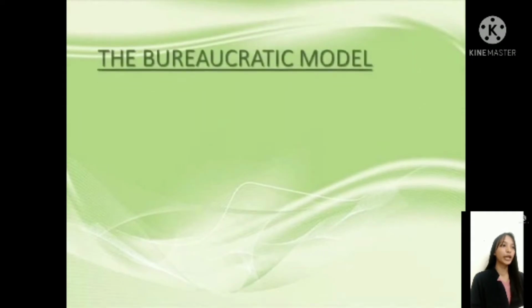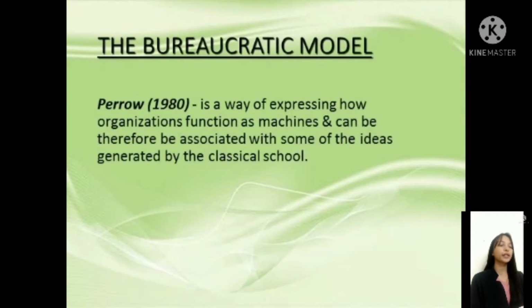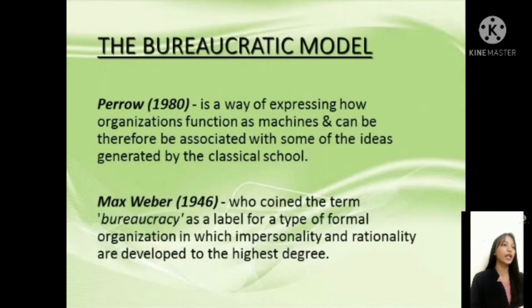The bureaucratic model, Perrow in 1980, is a way of expressing how organizations function as machines and can therefore be associated with some of the ideas generated by the classical school. When you read the term bureaucratic model, you might think of a government. A government agency is a strong example of the bureaucratic model of the organization as described by Perrow in 1980.